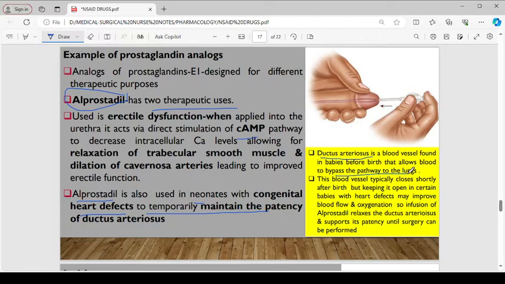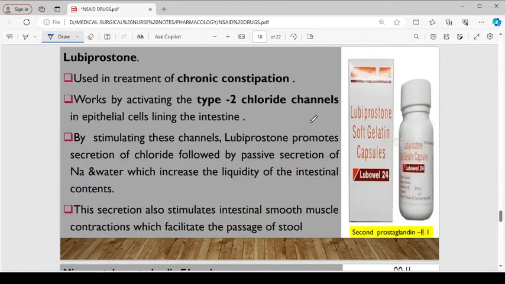So this blood vessel typically closes shortly after birth, but keeping it open in certain babies with heart defects may improve blood flow and oxygenation. So infusion of this drug, allopurinol, will relax the ductus arteriosus and supports its patency until surgery can now be performed on that baby.